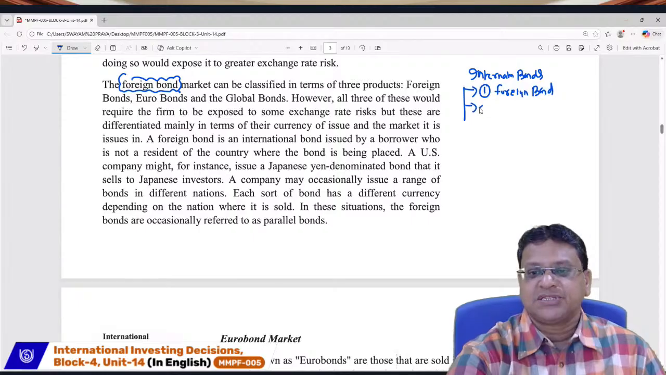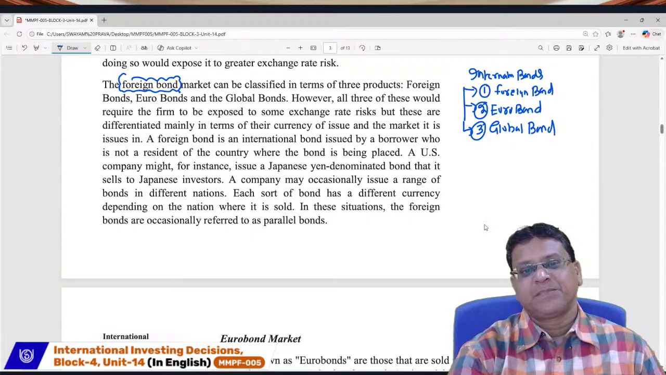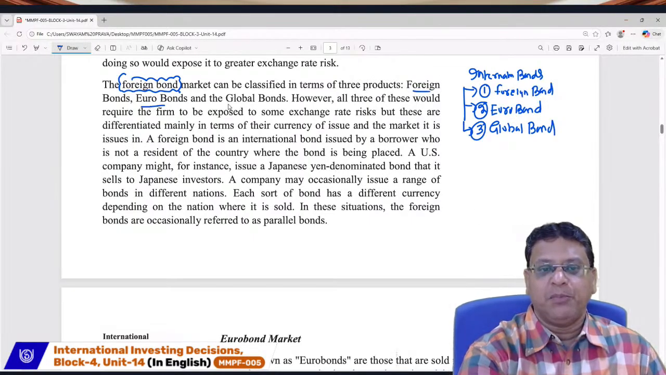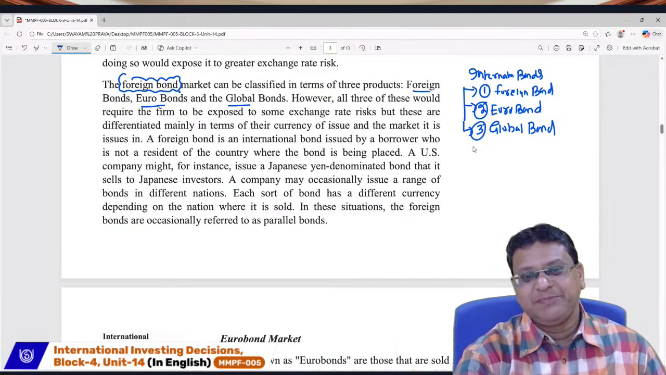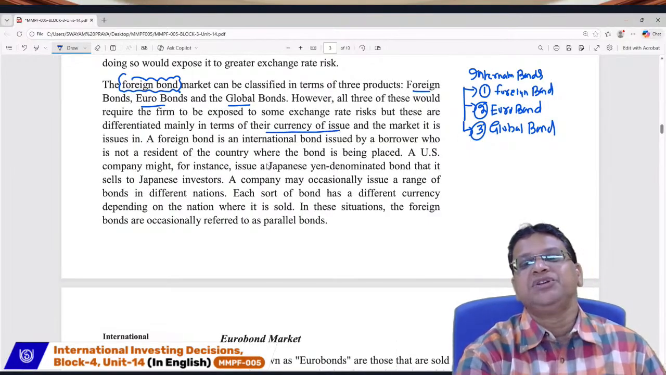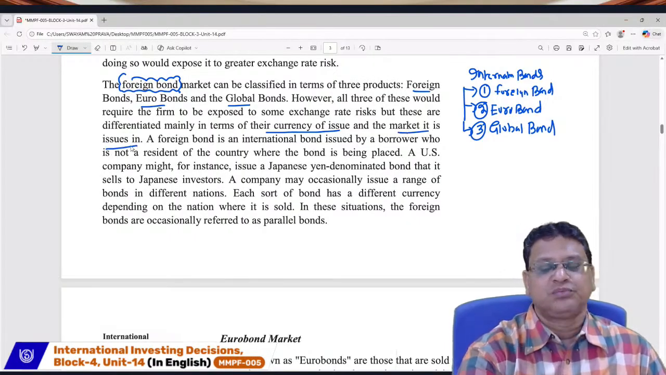Second one is known as Eurobond. Third one is known as global bond. So we will discuss what is the difference between foreign bond, Eurobond, and global bond individually. Okay, so what is foreign bond, what is Eurobond, and what is global bond? And all these classifications depend upon two factors. First factor, the currency in which the bond is denominated and the market in which it is issued.